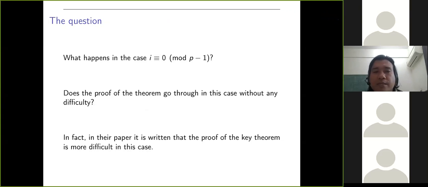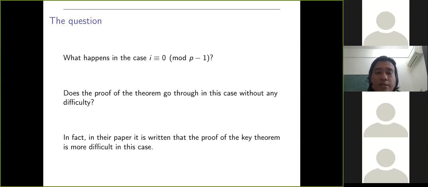What happens in the case i is congruent to 0 mod p minus 1? Okay, so this is the case in which I'm interested. So we have to know this branch, y0 with a trivial action of chi. I have to know this part also if I have to know the full structure of y infinity over F0. Then the question is, does the proof of the theorem go through in this case without any difficulty?